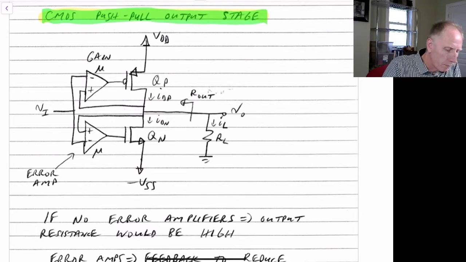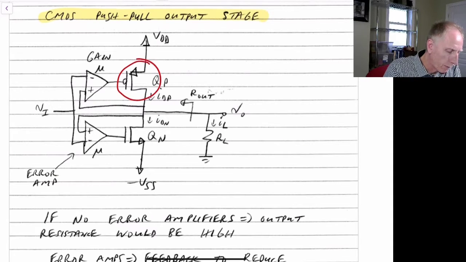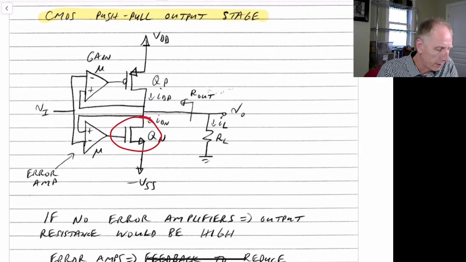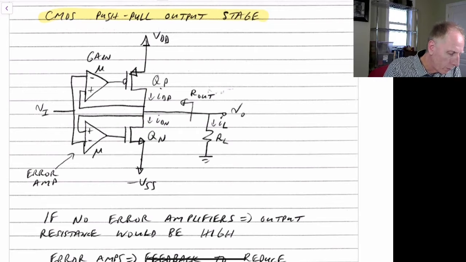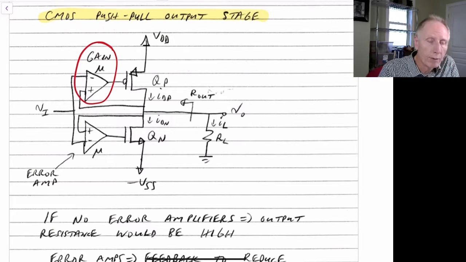So this is a CMOS push-pull output stage. So you can see before we had an NMOS transistor, which was a source follower here. We replaced this with a PMOS transistor, which is now a common source amplifier. Similarly, we replaced the PMOS transistor down here in the previous output stage with an NMOS common source amplifier. And we've surrounded these with a feedback amplifier, gain mu here, and the similar feedback amplifier down here with a gain mu as well.